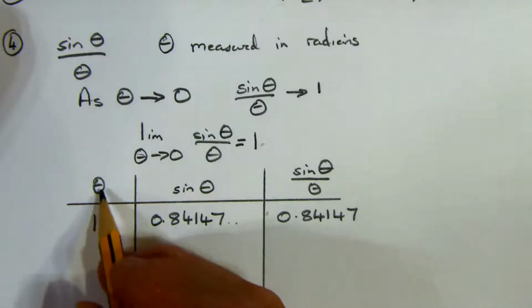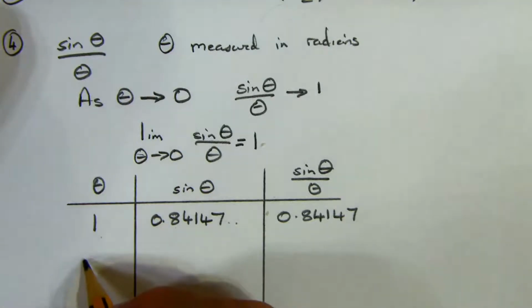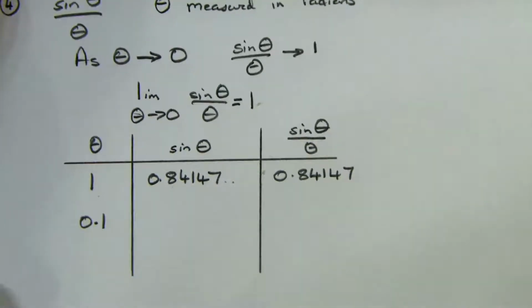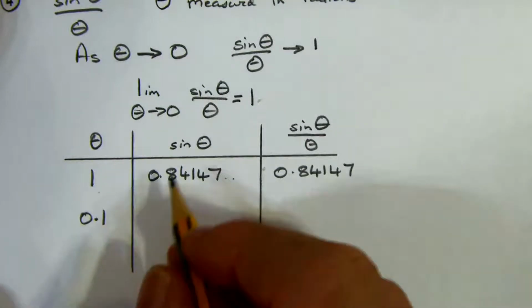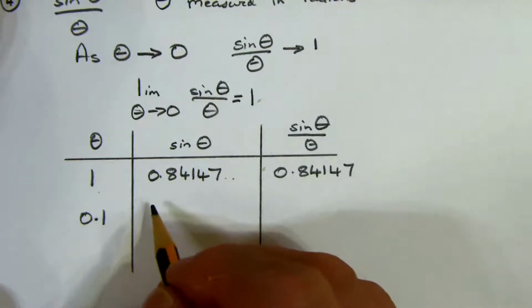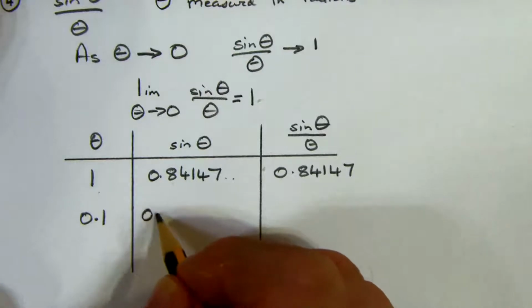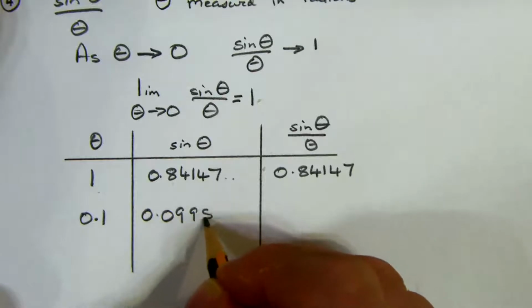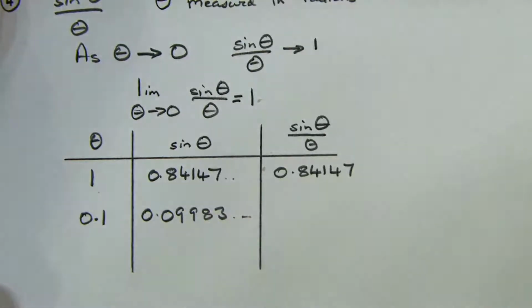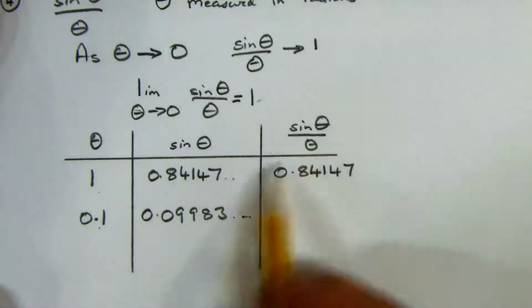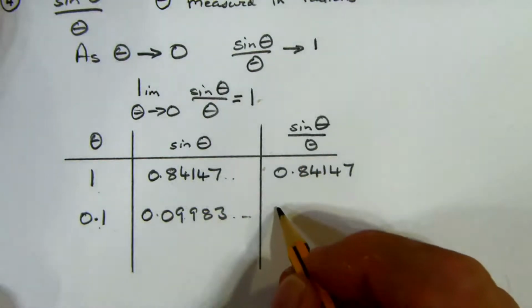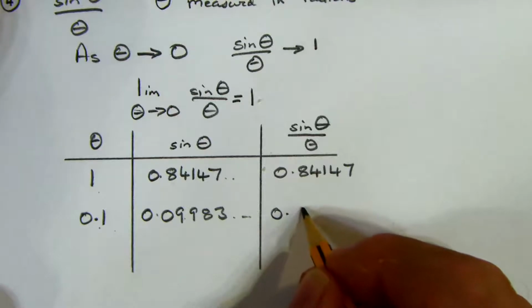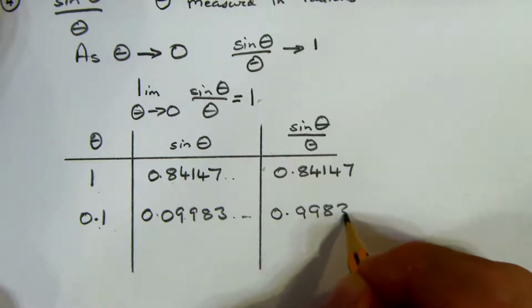Let's now take a much smaller number for theta. Let's look up 0.1. And looking up 0.1, the sine of 0.1 in radians is going to be 0.09983. And if I divide that then by 0.1, we're going to get 0.9983 and so on.